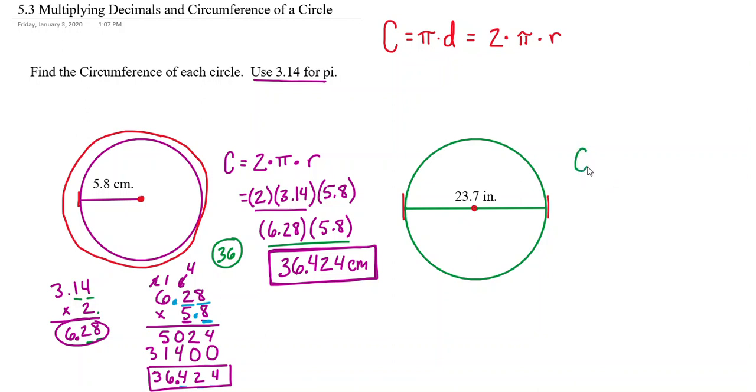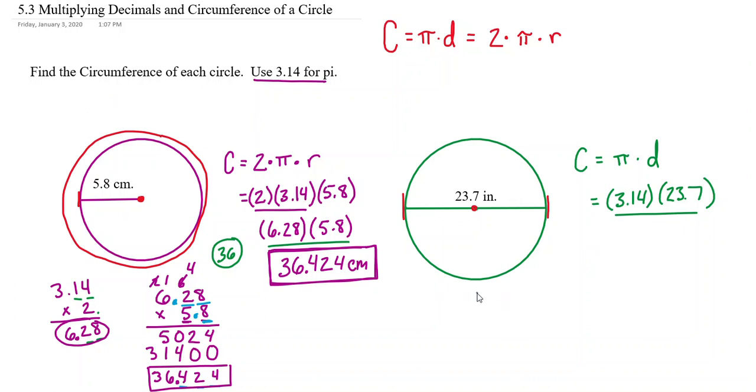Again, finding the circumference, we're going to use the formula that includes the diameter because we have the diameter in the second circle instead of the radius. So pi is still 3.14. The diameter is 23.7. This time we only have one multiplication to do, but I'm still going to do it off to the side.